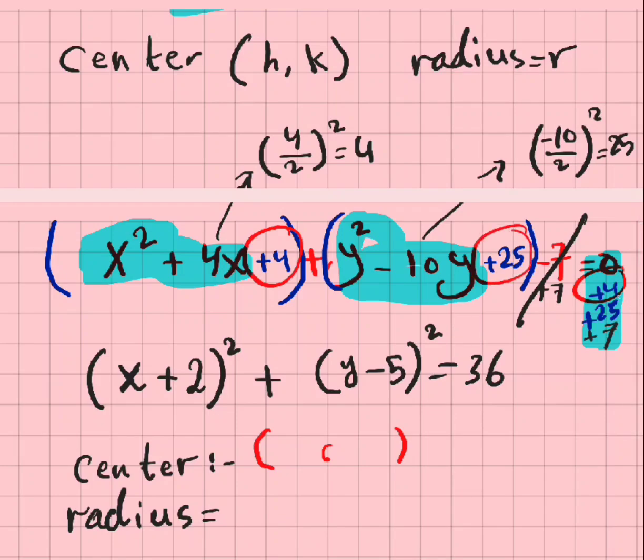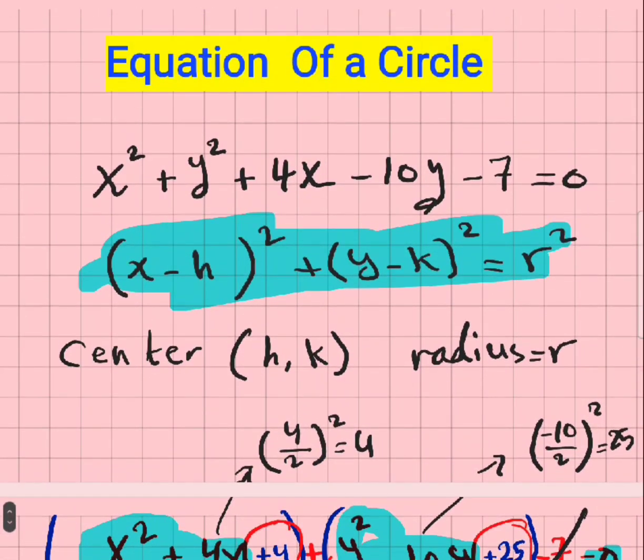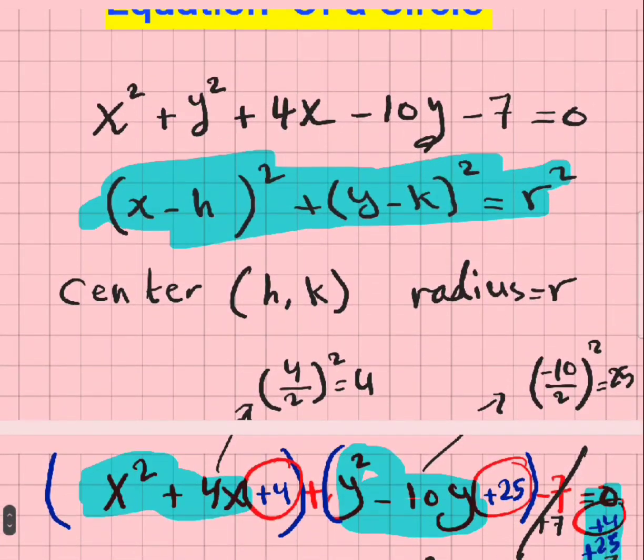So therefore, our center is going to be (-2, 5), and our radius is going to equal 6, because remember it says it equals r squared. Well, 36 is what squared, which is r, which is 6. Okay? All right.